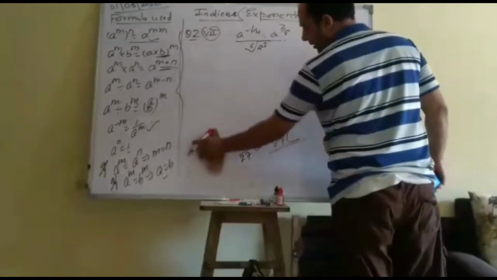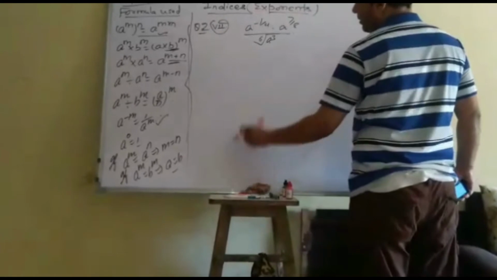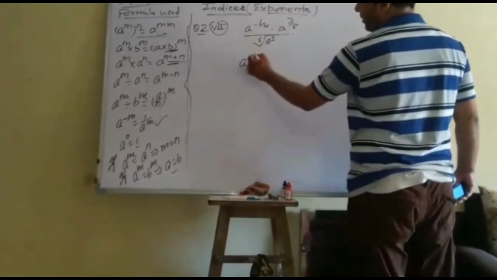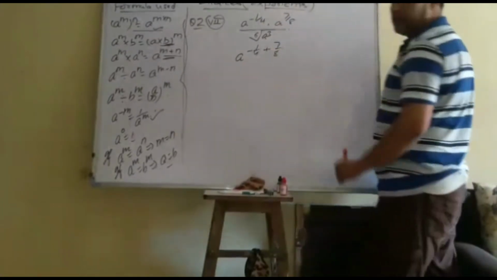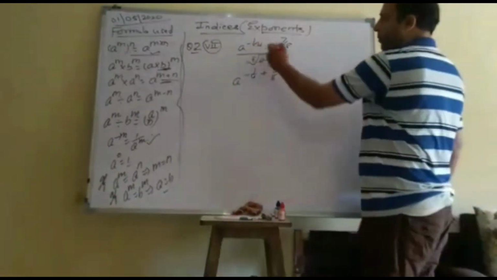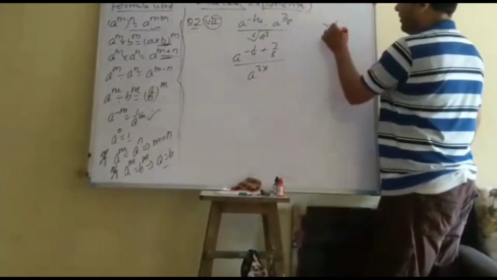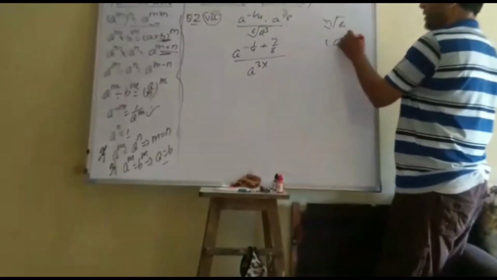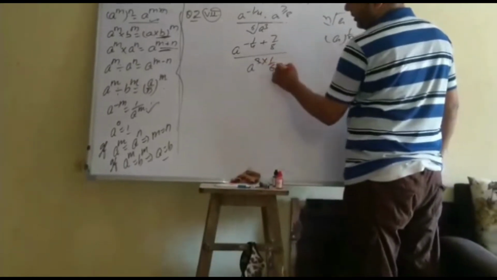Yes, Mr. Krishna, can you tell me please? Multiplied by a raised to power 3 by 6. The sign is into, so the base is the same, the power will be added. And here a raised to power 3. See, nth root of a means a raised to power 1 by n. So it will be 1 by 6.